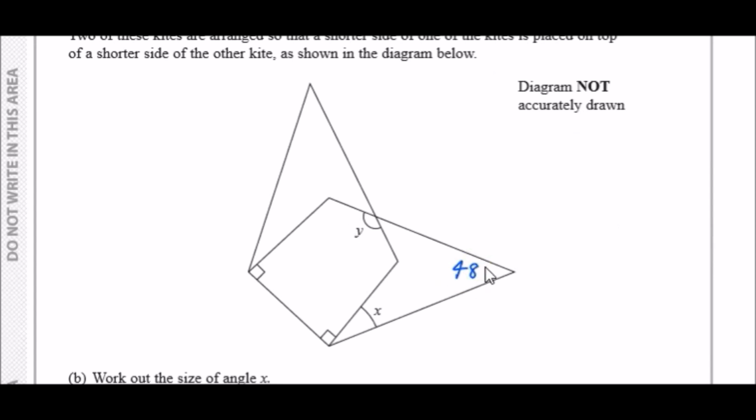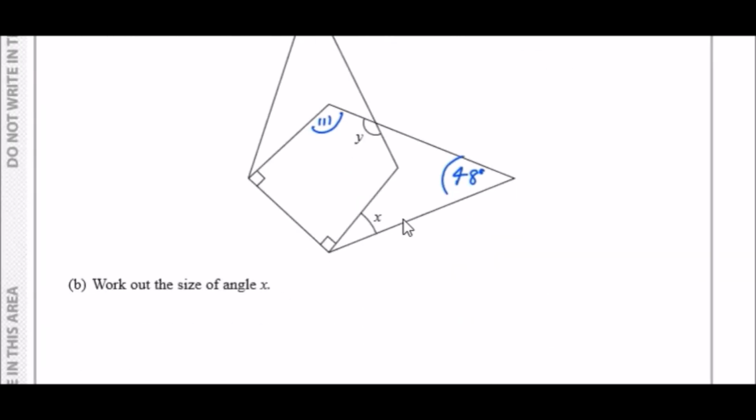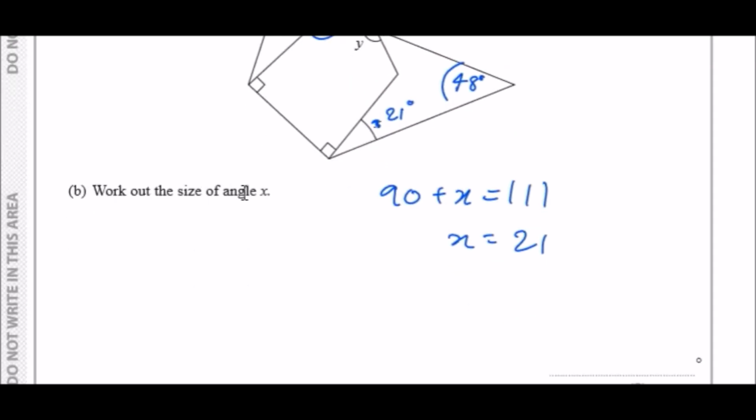So 48 degrees. We know this whole one here is 111. And this one's also 111, but it's been split by 19 and x, meaning 90 plus x is 111. Therefore, if you subtract 90, you should just get 21. So this is 21 degrees. Okay, let's keep going. Work out angle x. We did that. It's 21 degrees.